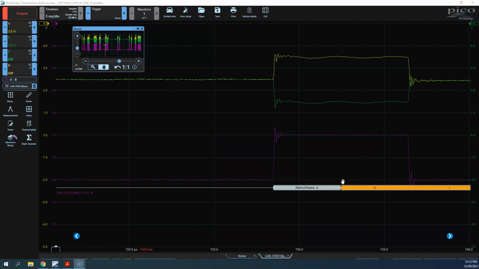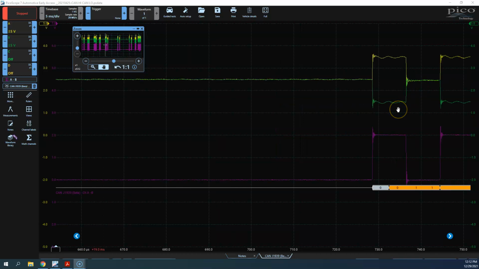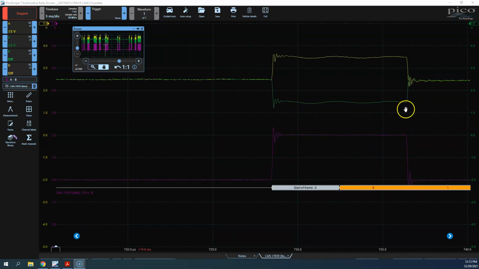After 2 dominant bits, we return back to a recessive bit, a couple of recessive bits in a row, and as we see the voltage decreases on CAN high, back down to about 2.5. CAN low increases from 1.5 up to about 2.5. So this is a pretty typical pattern of what I would expect to see. This is a real signal.